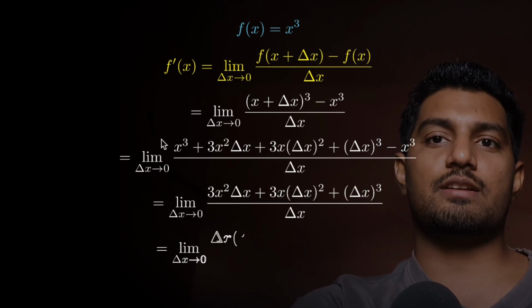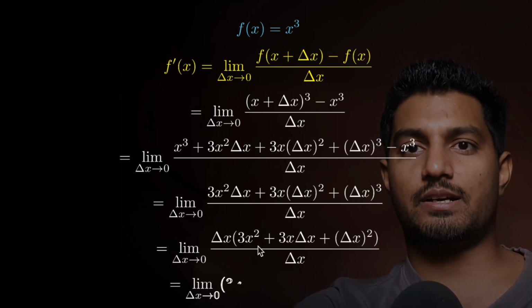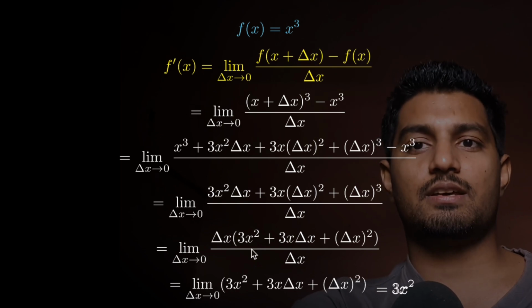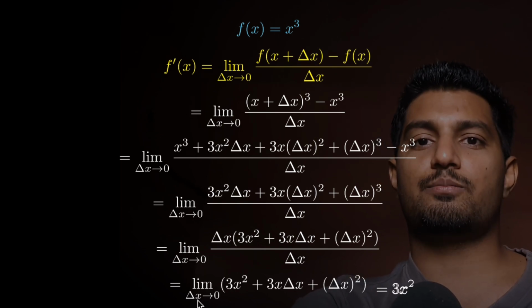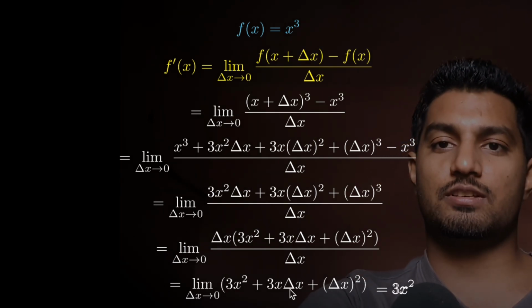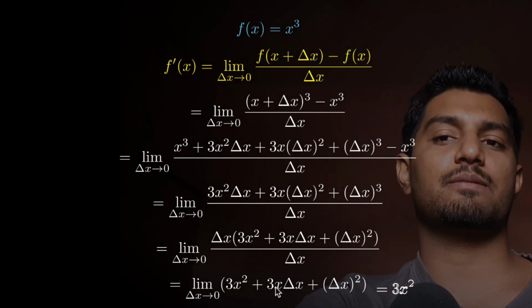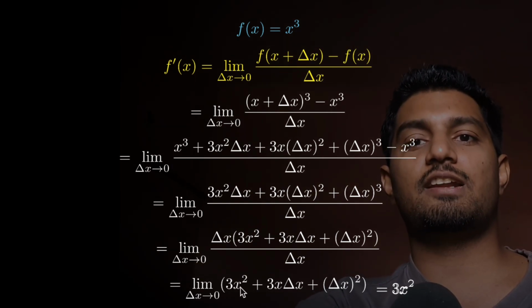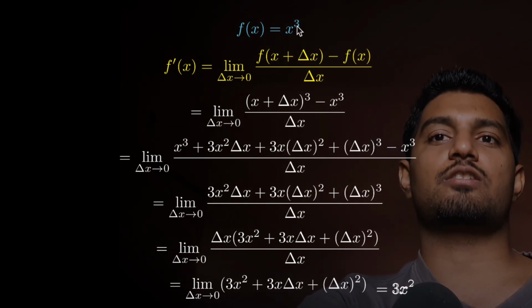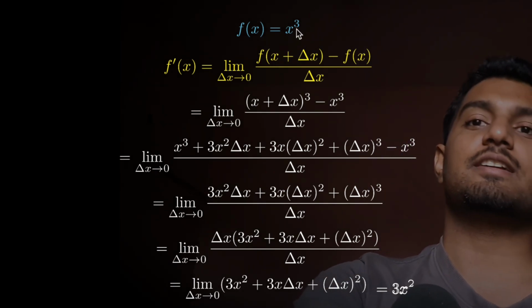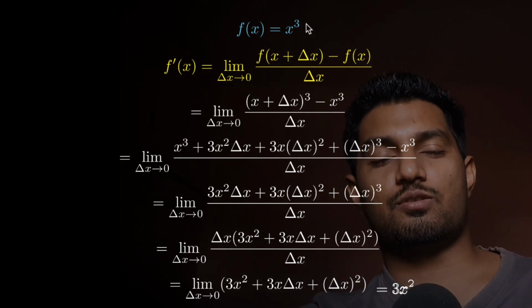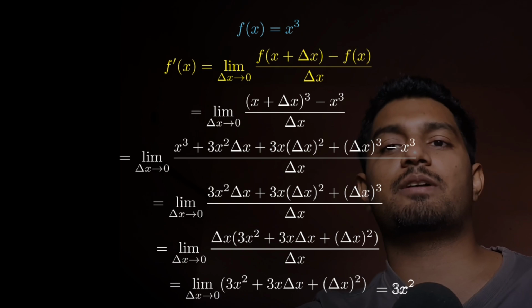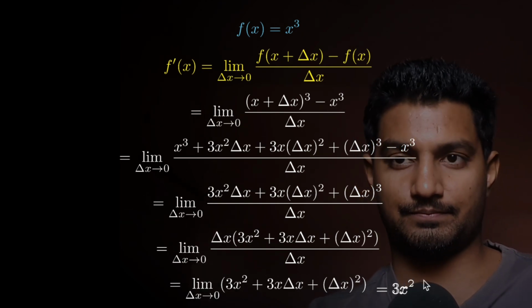This x cube minus this gets cancelled, and then you find delta x common. Once you find delta x common, if you put delta x equal to 0, this becomes 0, and 0 multiplied by anything becomes 0, so you're only left with 3x square. So what is the derivative for a function which looks like x cube? The derivative at any point will become 3x square.